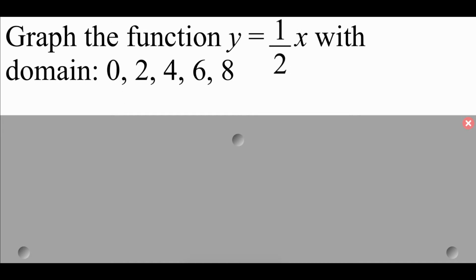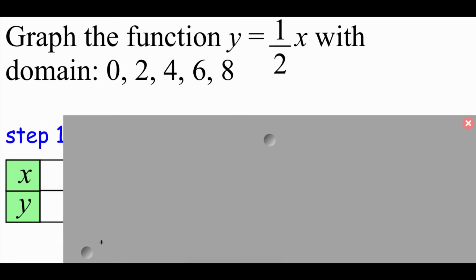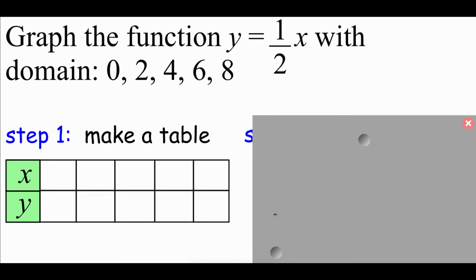So in this example, we're going to graph the function y equals 1/2 x. We're going to use domain values of 0, 2, 4, 6, and 8. And we're going to start by making ourselves a table. So the domain values, remember, those are the x values that we're going to plug in. So we're going to plug in 0, 2, 4, 6, and 8. And we're supposed to plug those values in for the x in our equation.